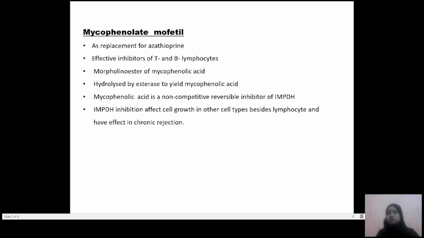Mycophenolate mofetil is used as a replacement for azathioprine. It is an effective inhibitor of T and B lymphocytes. It is a morpholinoester of mycophenolic acid, and mycophenolic acid is a non-competitive reversible inhibitor of IMPDH. The inhibition of IMPDH will affect the cell growth in other cell types besides lymphocytes and has an effect in chronic rejection.